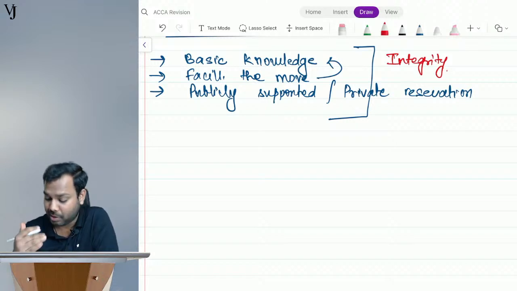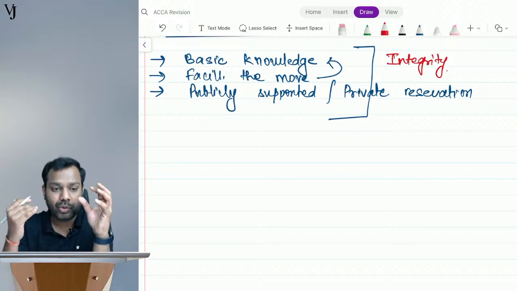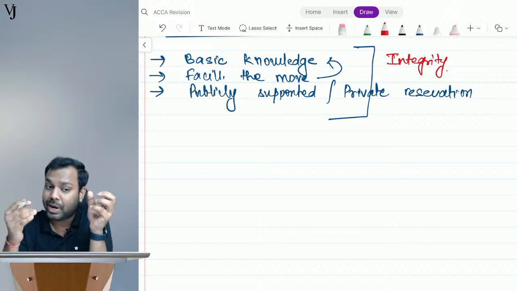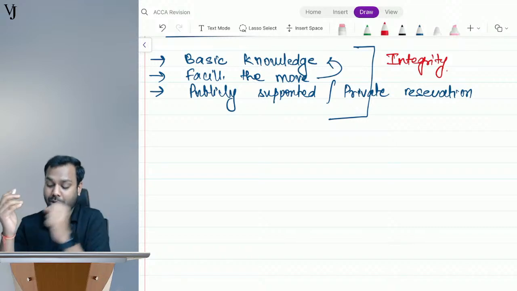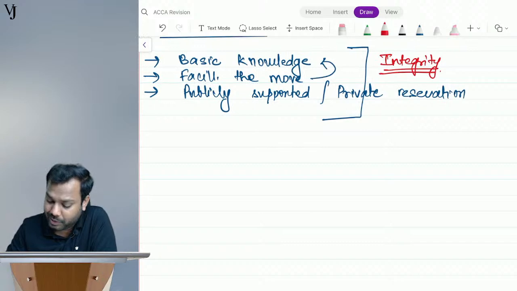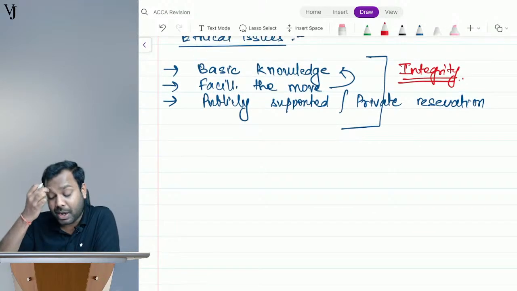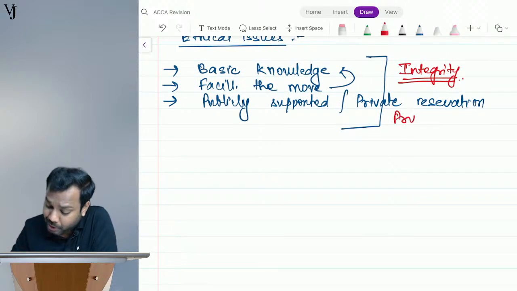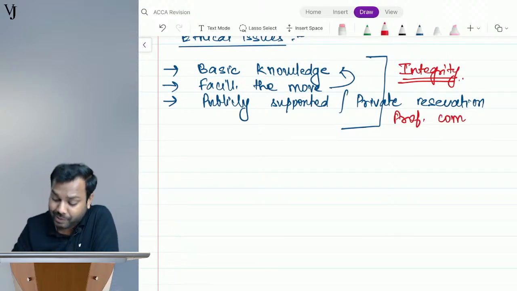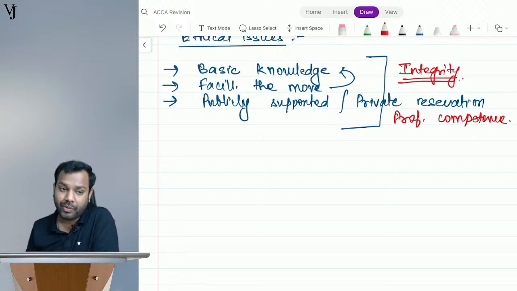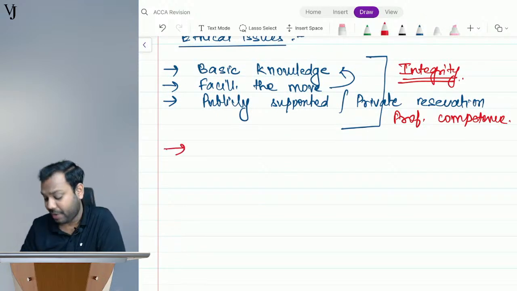Understand, guys? First, we have to identify the issue, and then we have to recommend what he should do. Okay? This identifies that there is an integrity issue on his behalf. There is a professional competence issue on his behalf. Right? Now, how he should have behaved?